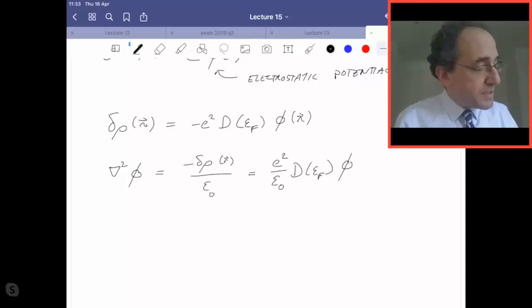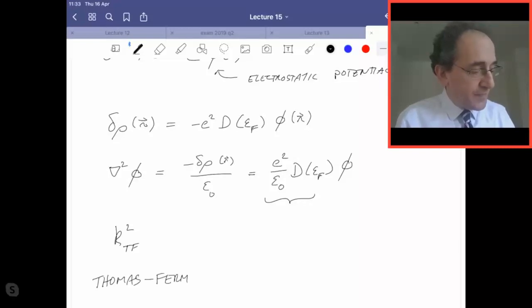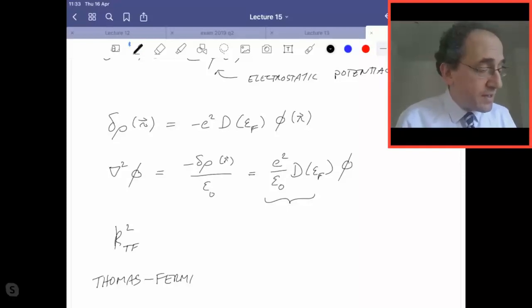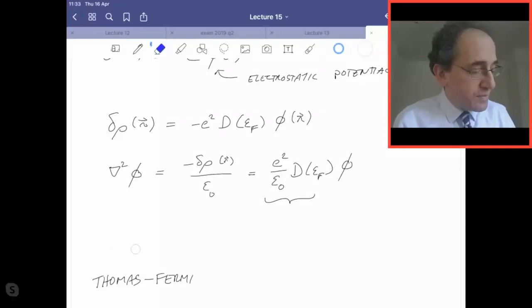So the next step is we define a quantity called k Thomas-Fermi squared. I'll write down Thomas-Fermi, who worked out exactly this calculation we're doing. This k means it's a wave vector. k Thomas-Fermi squared is going to be e squared over epsilon naught, density of states at the Fermi surface.